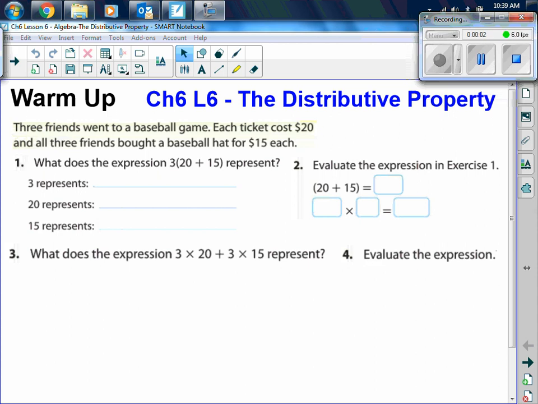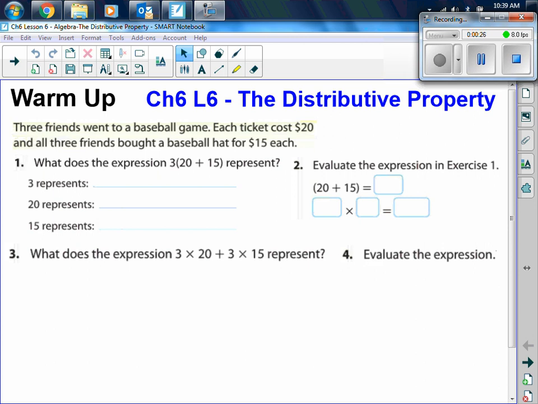So Chapter 6, Lesson 6 is the distributive property. Okay? So in the warm-up, 3 friends went to a baseball game. Each ticket costs $20, and all 3 friends bought a baseball hat for $15 each. So number 1 says, what does the expression 3 times quantity 20 plus 15 represent?